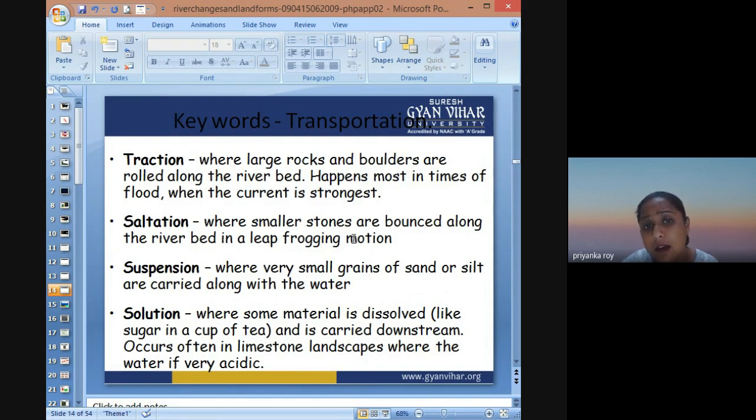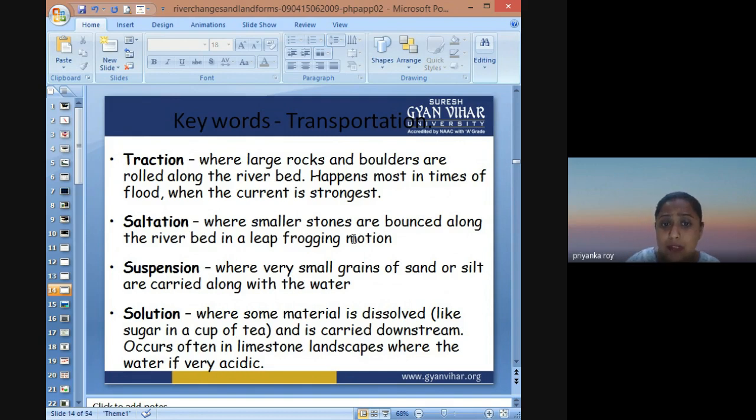Saltation is similar to traction but not exactly. Smaller stones, along with the turbulence in the water, bounce on the riverbed and leap back, again and again, moving along in the same pattern. This is called saltation. Then we have suspension, where small grains of sand and silt are carried along with the water.